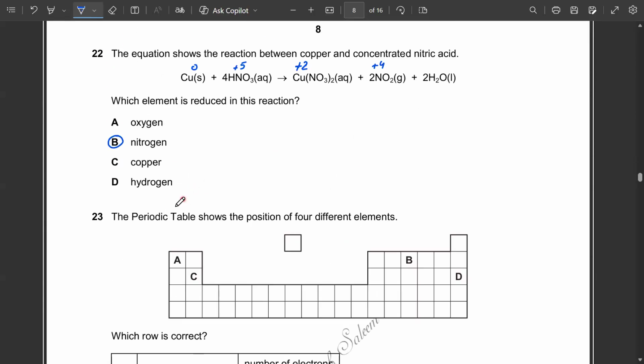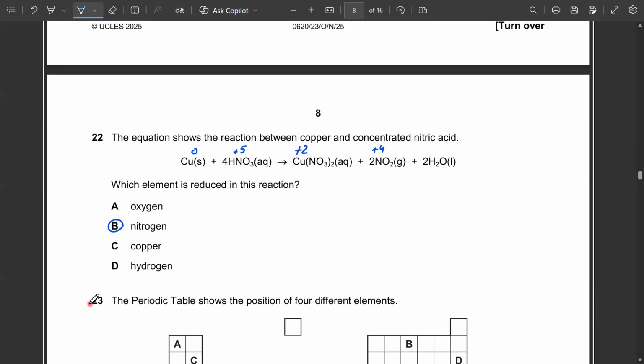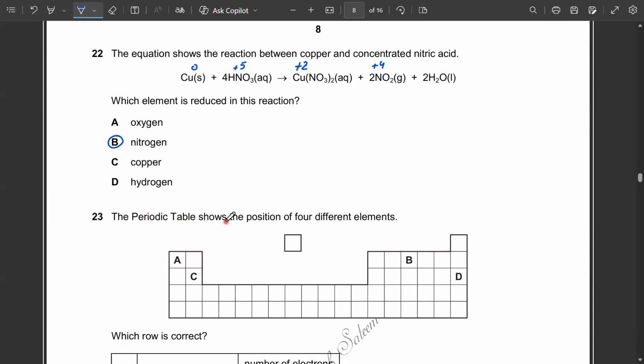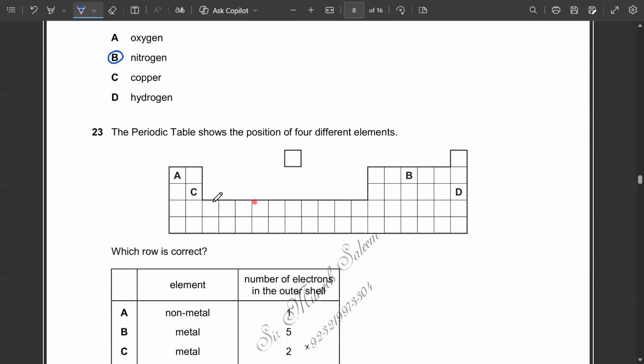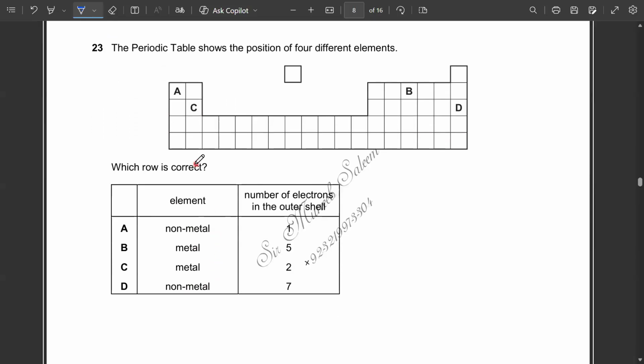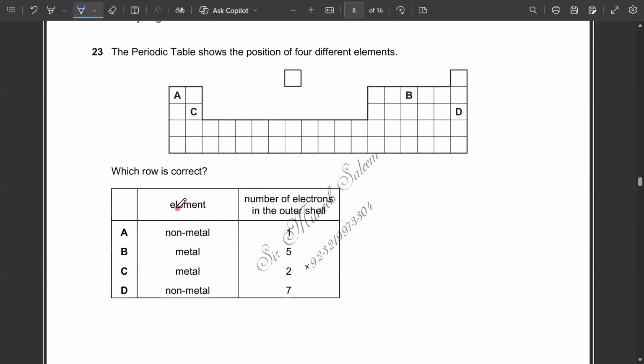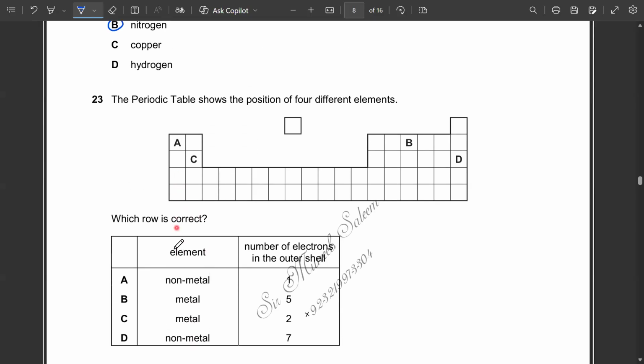Then question number 23. The periodic table shows the position of 4 different elements. Which row is correct? So we have to relate these elements with their information in the table. A element. Sardar, can you tell me, what do you know about A? Is A a hydrogen element or not?